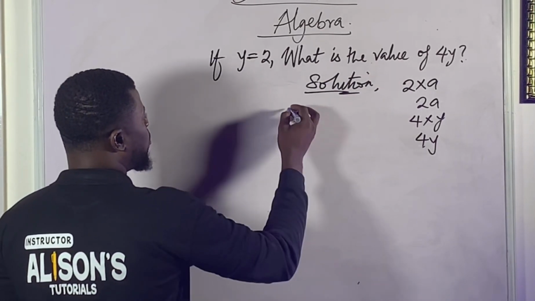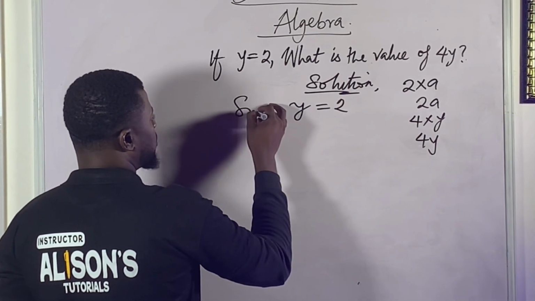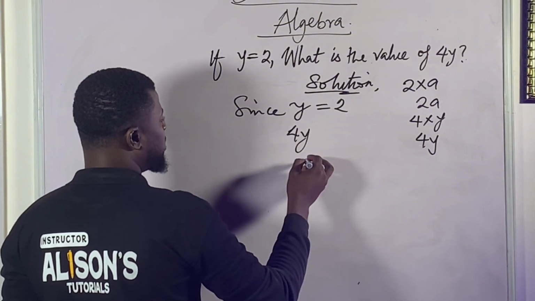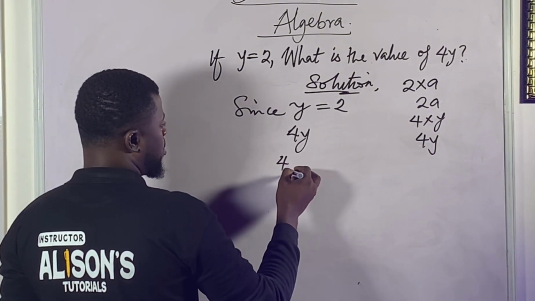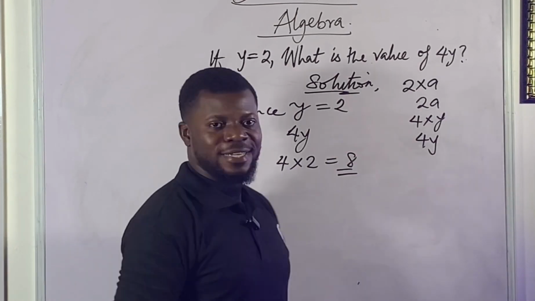Okay, since y is equal to 2, 4y would be 4 multiplied by 2, and the result will be 8. So 8 is the answer to this problem.